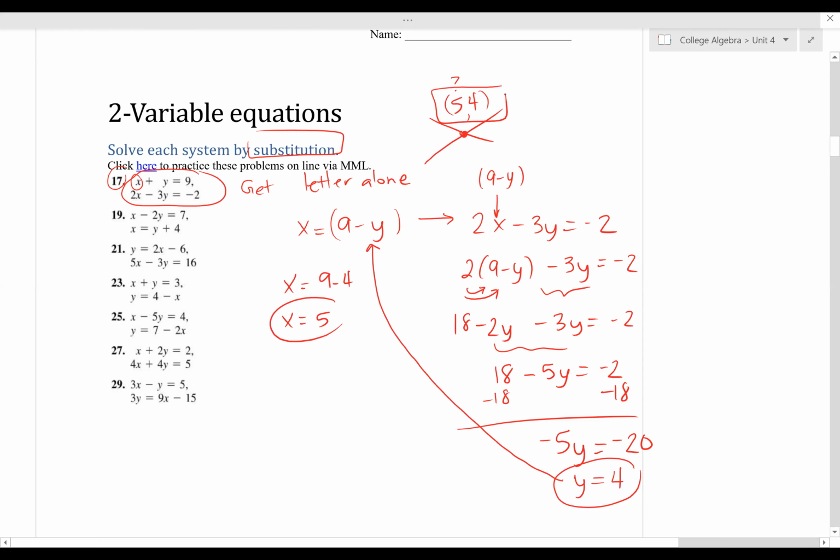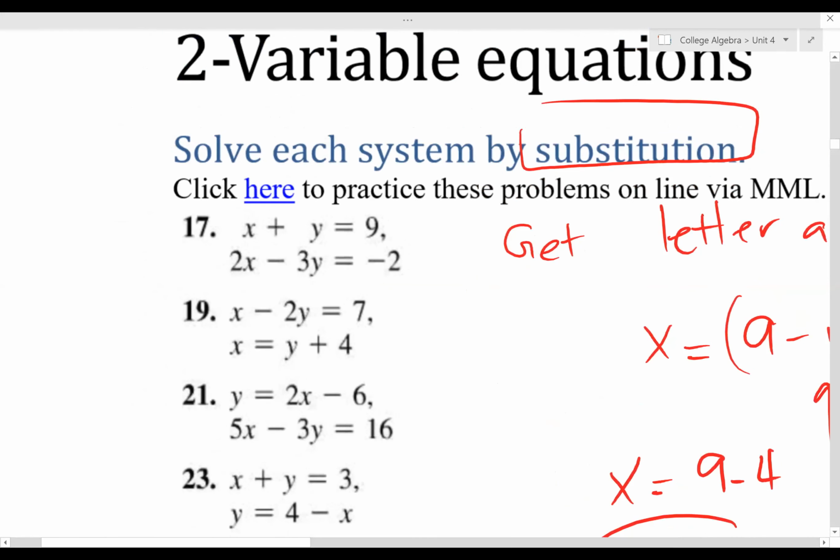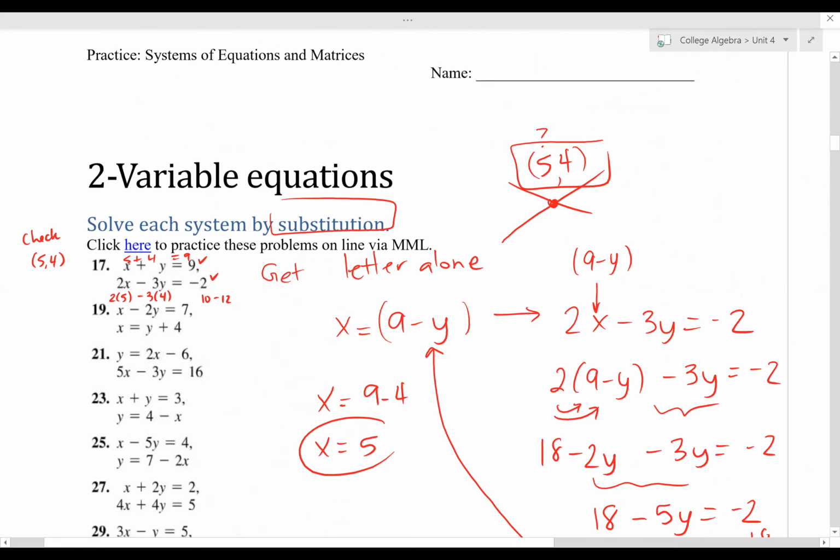You can check all of your answers on this test by plugging in the ordered pair. You do have to check it in both of the equations though. So if I check this on the first line, 5, 4, 5 plus 4 equals 9. So it does work out in that first equation. And then in the second equation, 2 times 5 minus 3 times 4, that would be 10 minus 12, and that does equal negative 2. So it's very simple to check answers. You just have to plug them back in.